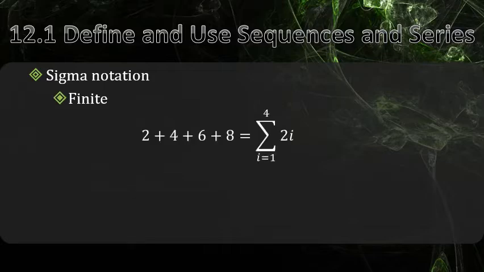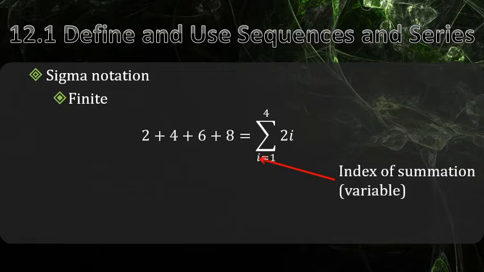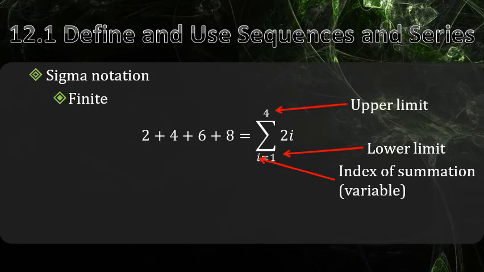One way we can write a series is using sigma notation. For a finite series, it would look like this: 2 plus 4 plus 6 plus 8 equals, and the E-looking thing is a capital Greek letter, sigma, hence the name sigma notation. The letter down at the bottom is called the index of summation. It's your variable. What it equals is called the lower limit. That's what we start with. And the top is called the upper limit. That's what you end with.